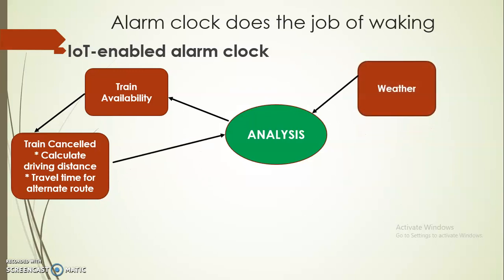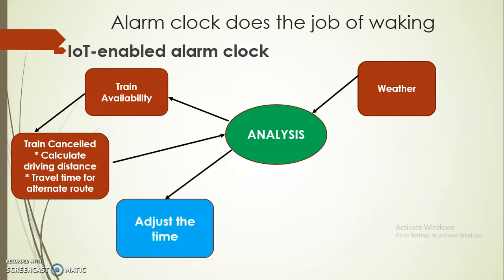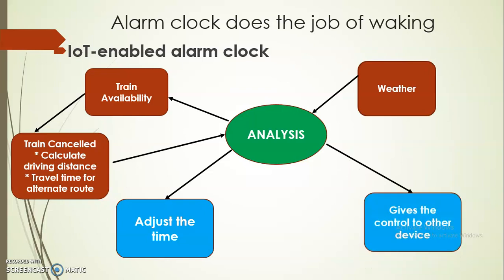It can also check the weather factor. That is, today's weather may have heavy rain, or there may be a lot of smoke, etc. So after analyzing all these factors, the alarm clock can adjust its time accordingly. This is a very simple example. To make it still more effective, the IoT alarm might also sync with the coffee maker and geyser and give the control to turn them on.